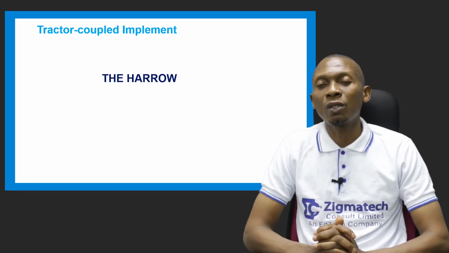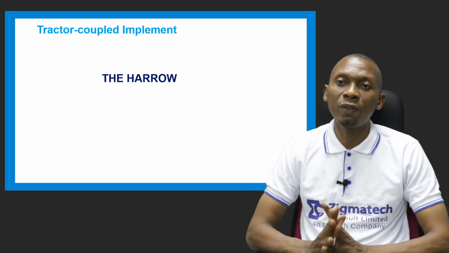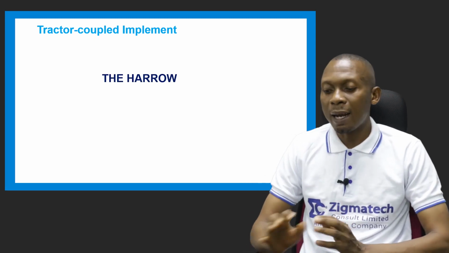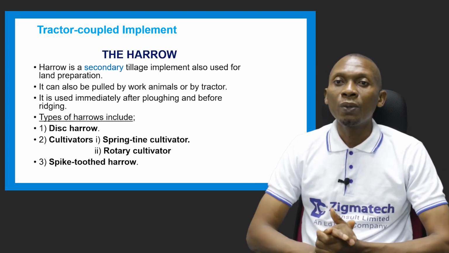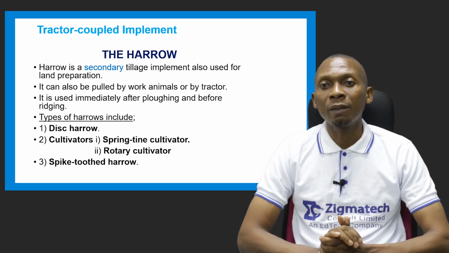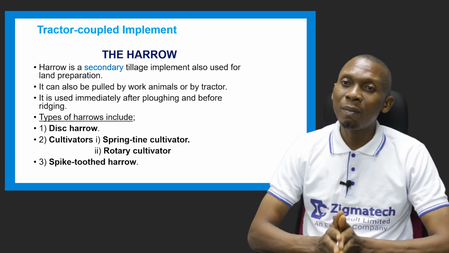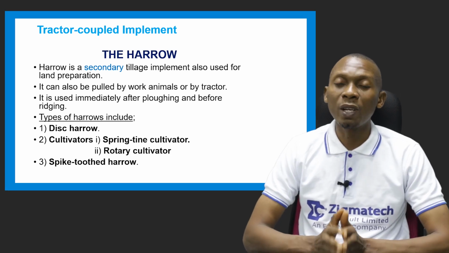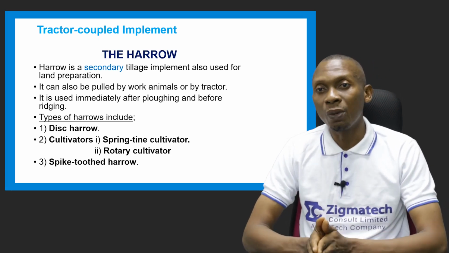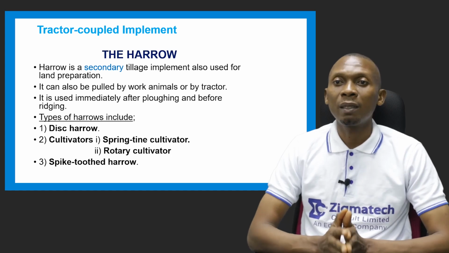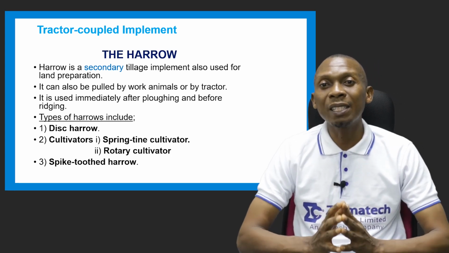Now let's look at another tractor coupled implement called the harrow. So we've dealt with the plow. Now we're going to look at the harrow. The harrow is a secondary tillage implement. Why is it called a secondary tillage implement? Because it's used after the primary tillage implement, which is the plow. So after the plow, we make use of the harrow. So the plow is a primary implement, the harrow is a secondary tillage implement.